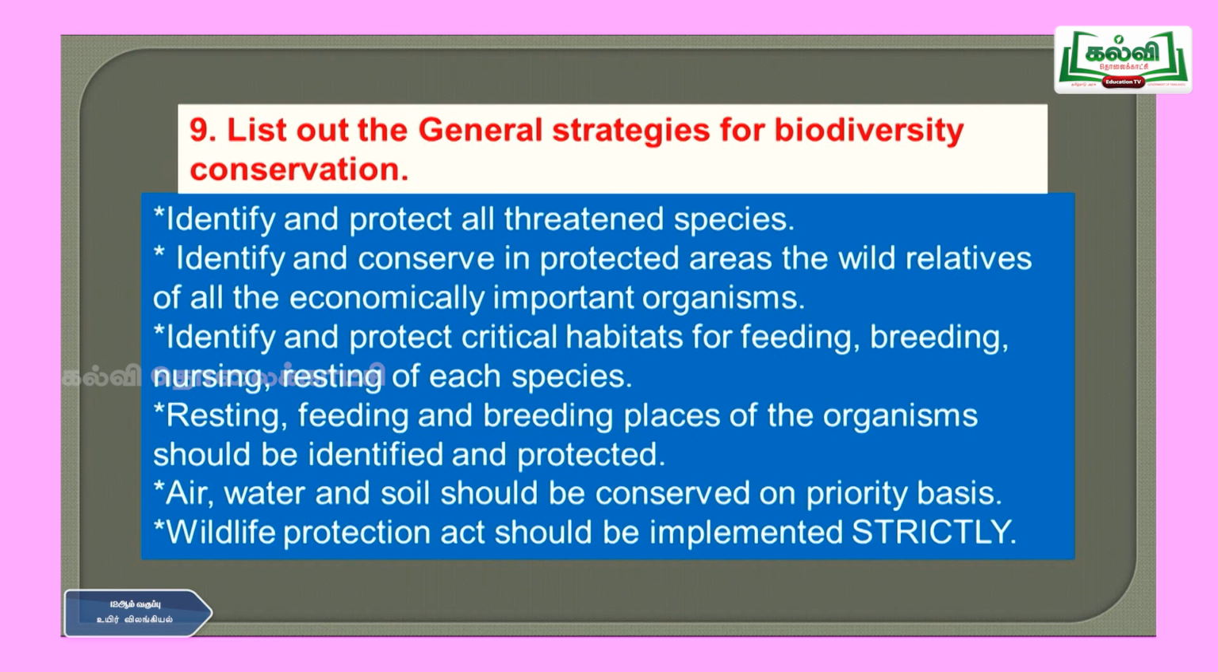So resting, feeding and breeding places of the organism should be identified and they should be protected also. Air and water should also be conserved on priority basis, and the Wildlife Protection Act should be implemented strictly. If the Wildlife Protection Act is very strict, we can stop the killing of the organisms. When we can stop the killing, we can conserve the species. So that is the main thing.